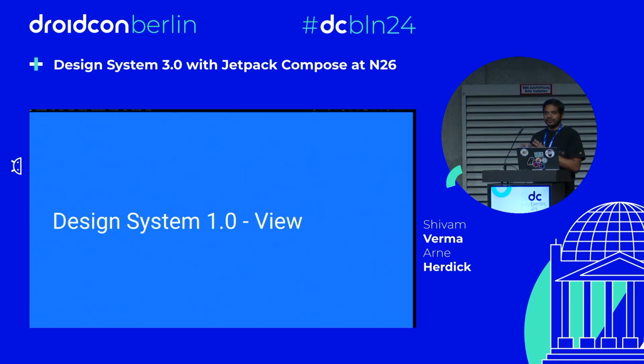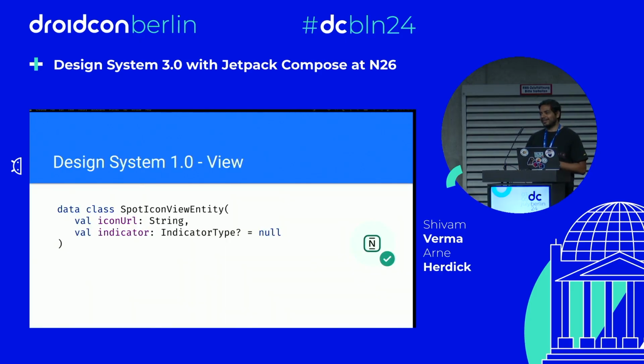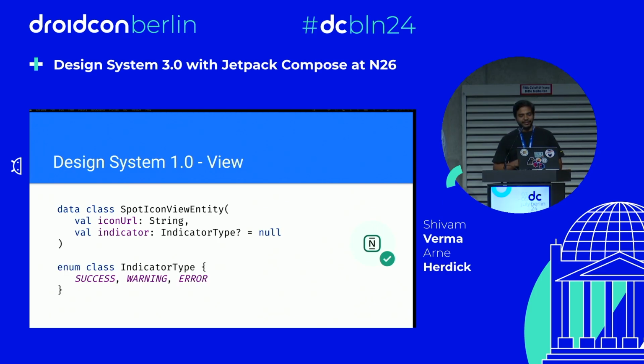So in the view system, which was kind of like our 1.0 of the design system, we would describe this icon with this data class. This data class directly maps to the properties that we talked about. First, we have the icon URL, and then we have the indicator. This indicator is represented as this enum class, which has the 3 states that we previously talked about, success, warning, and error, and then we keep it nullable so that we can have this no indicator state.